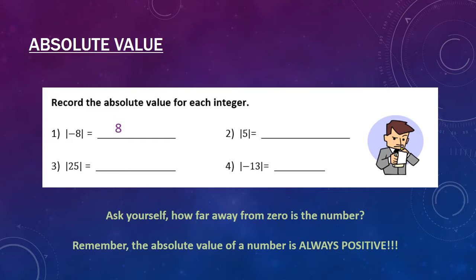For number 2, the absolute value of 5, how many steps or how many bunny hops did we take from 0 to get to 5? It would be a positive 5. For number 3, what is the absolute value of 25? Again, how far away from 0 is 25? Just 25. And number 4, negative 13. What is the absolute value of negative 13? It would simply be 13. It takes me 13 steps to get from 0 to negative 13.